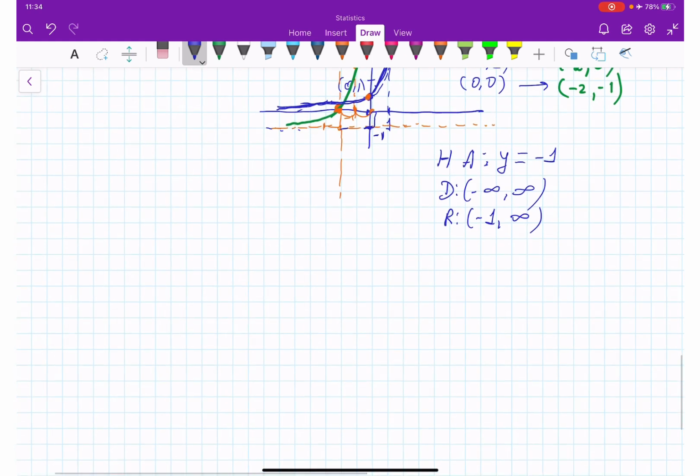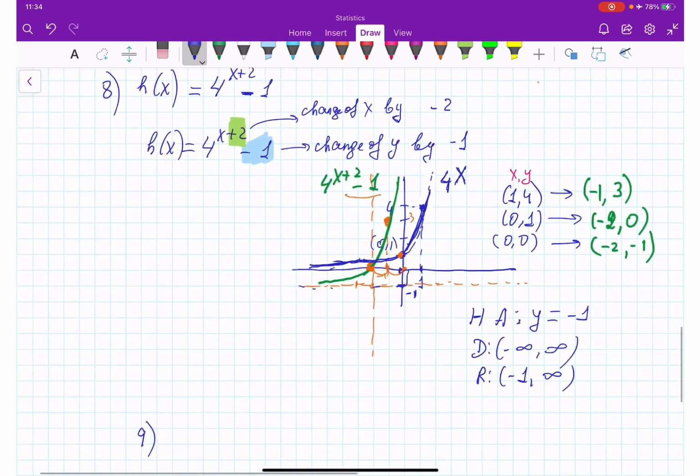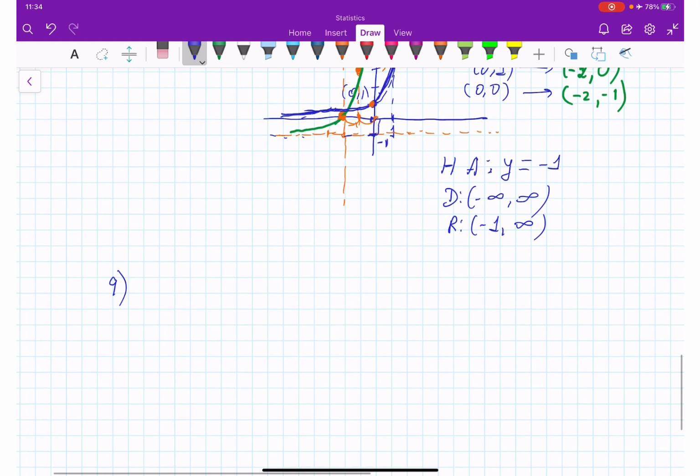Question number 9. So let's do another question similar to 8. So make sure we are doing good. H of x is equal to 3 to power x plus 1 and plus 2. We are dealing with plus everywhere here.